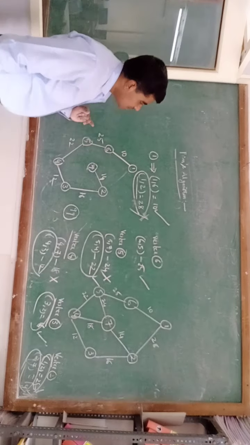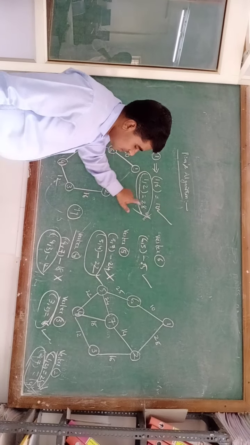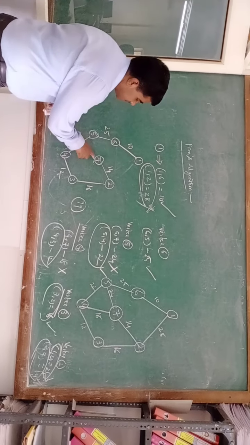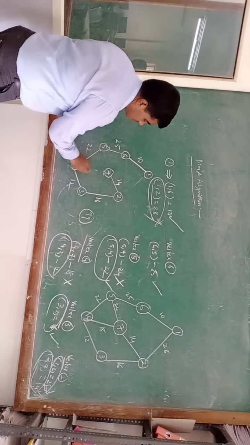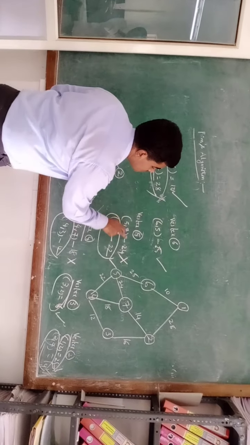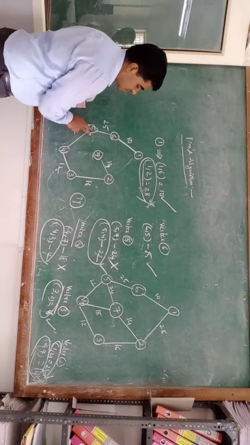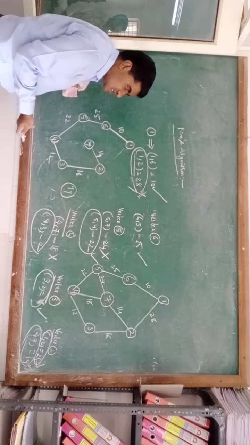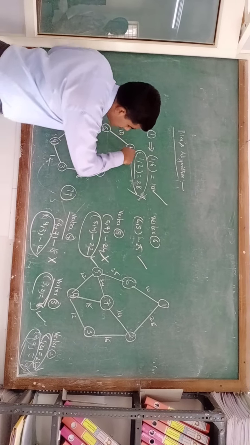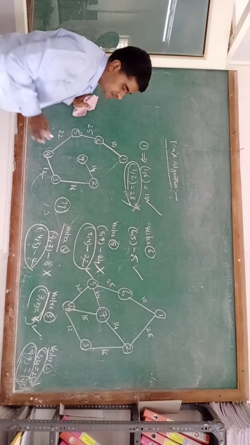Now what are the remaining ones? 18, 24 and 28. 4 to 7: if you add 4 to 7, it will form a cycle, a closed circuit. So we cannot add it to the spanning tree. Next 24 is there. If you add this one, it will form a cycle. We cannot add it to the spanning tree. A closed circuit will form. Next 1 to 2, 28, will also form a cycle. So we cannot add it to the spanning tree.